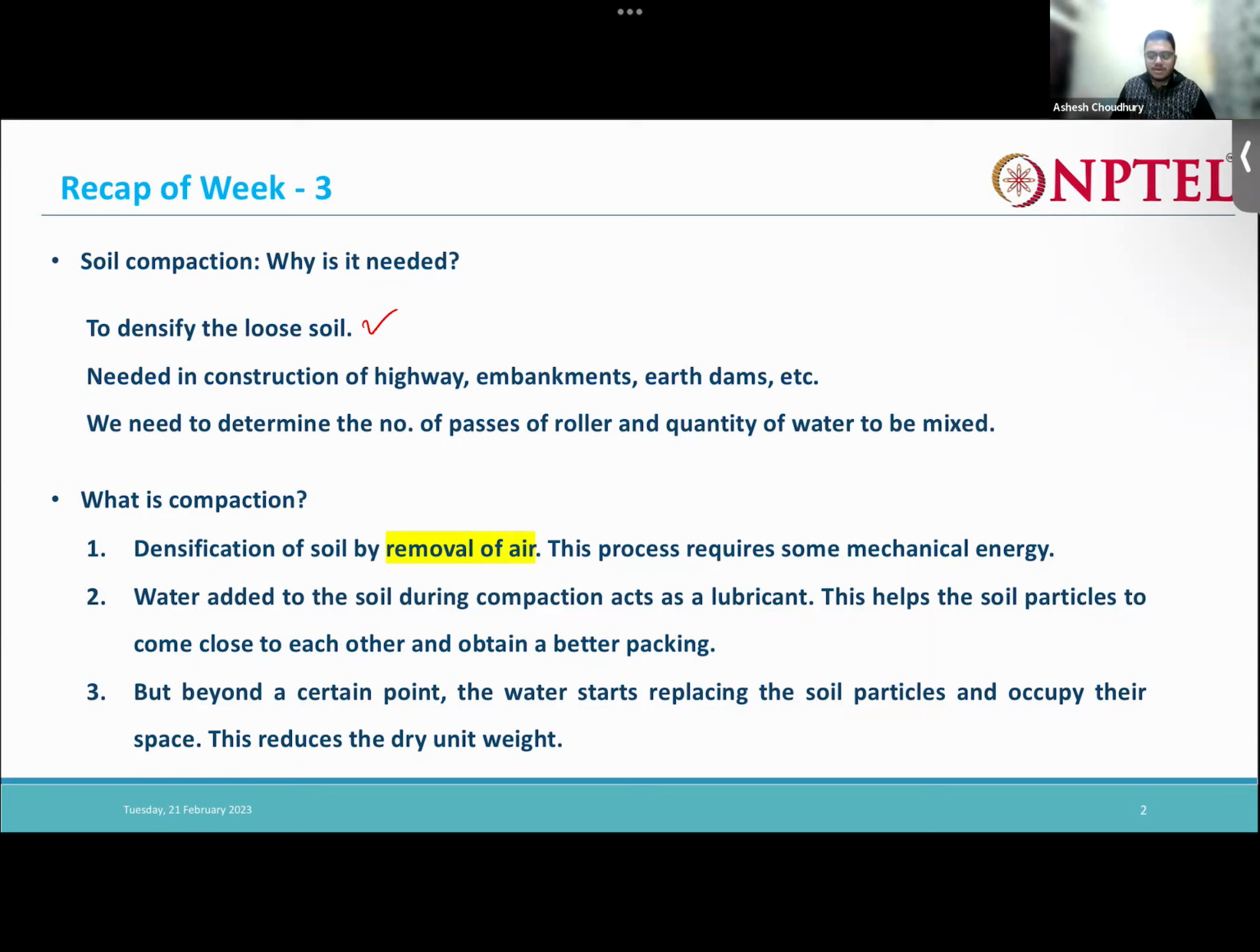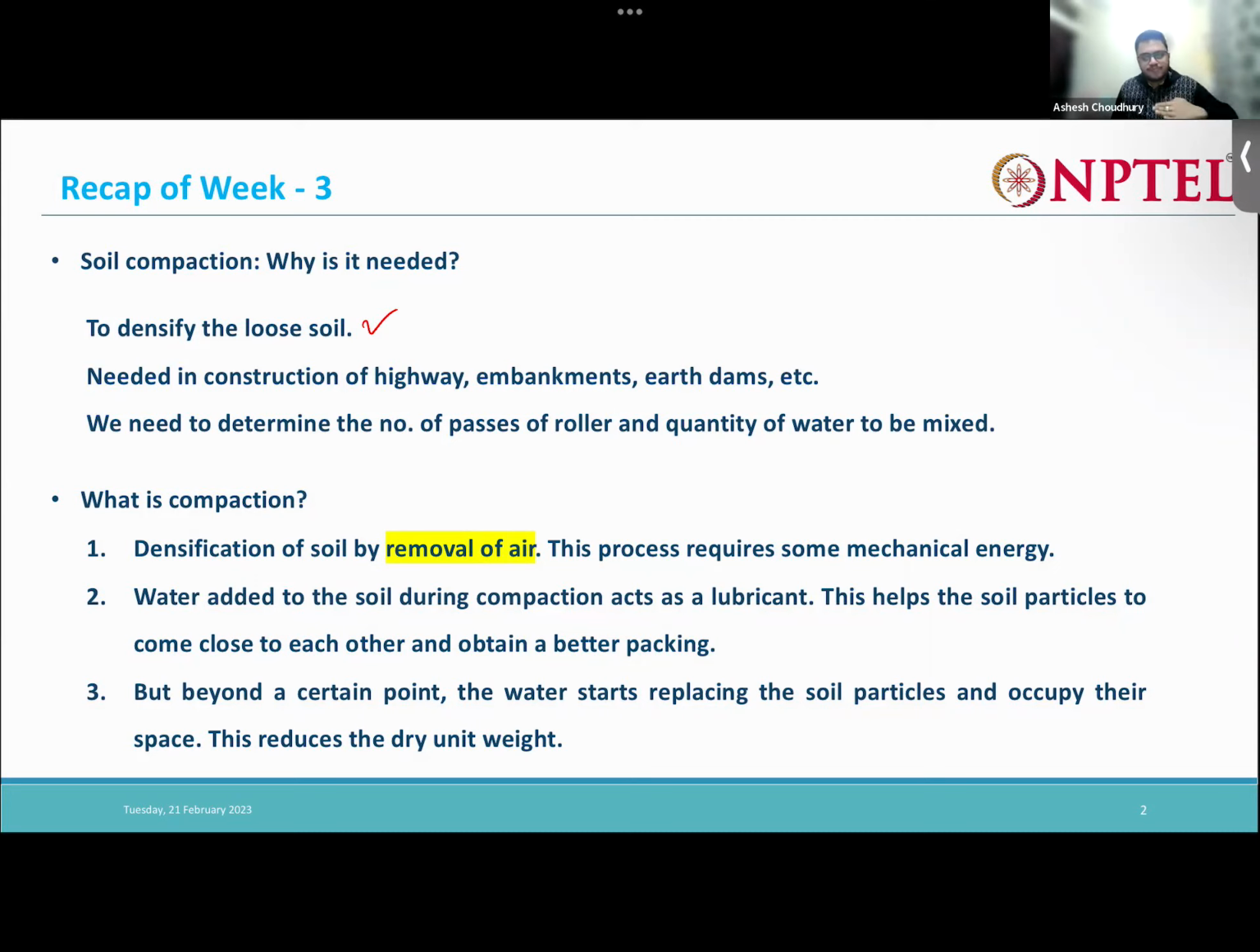Okay, this chapter will help us calculate the amount of soil that we need to borrow from someplace else to construct our embankment or our engineering structure, fulfilling certain criteria. Those criteria might be density, volume, anything. We will be learning certain concepts using which we will be able to numerically calculate how much water we need to mix and how many passes of the roller.